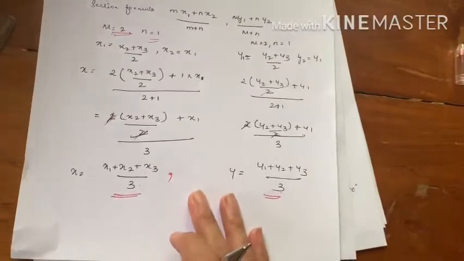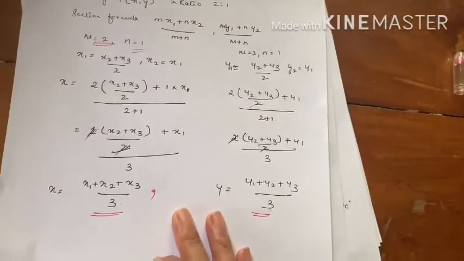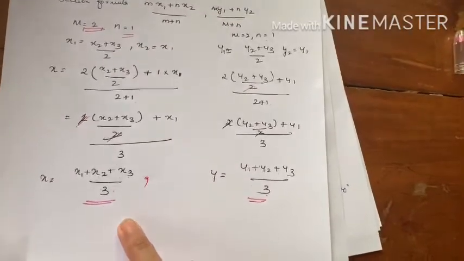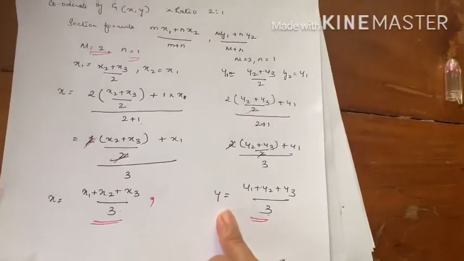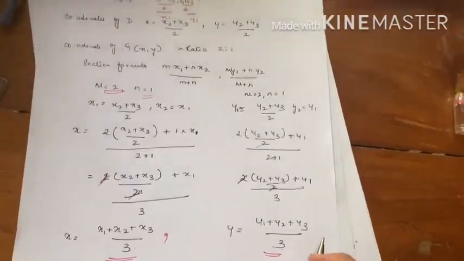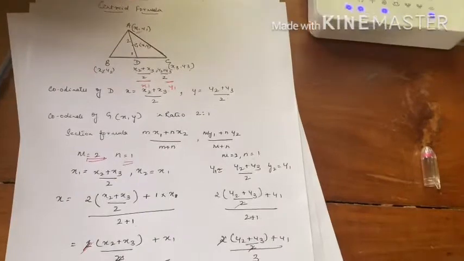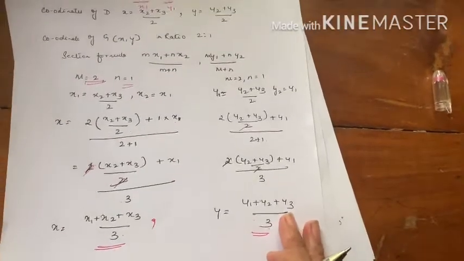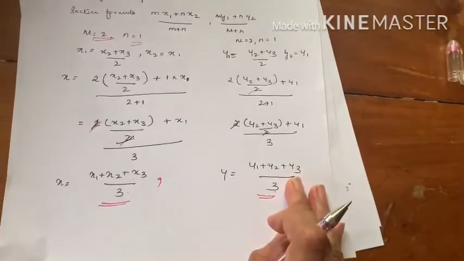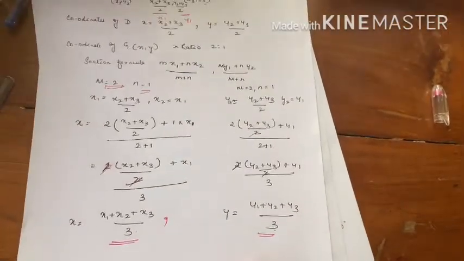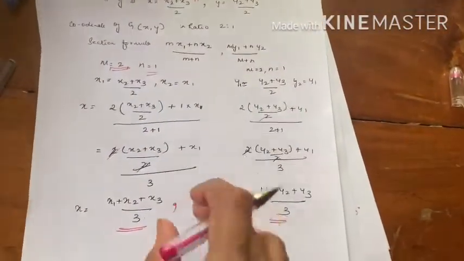So for a centroid, remember dear students, the formula for x is x1 plus x2 plus x3 divided by 3, and for y it is y1 plus y2 plus y3 divided by 3. I am sure you have understood what the centroid formula is. So till now you have learned the distance formula first, then the section formula and the midpoint formula. Today you have learned the centroid formula, to find the center.